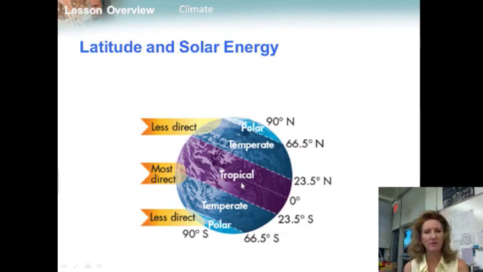Temperate and polar zones receive very different amounts of solar energy at different times of the year because Earth's axis is tilted. So as the Earth revolves around the sun, solar radiation strikes different regions at angles that vary from summer to winter. During winter in the temperate and polar zones, the sun is much lower in the sky, days are shorter, and solar energy is much less intense.